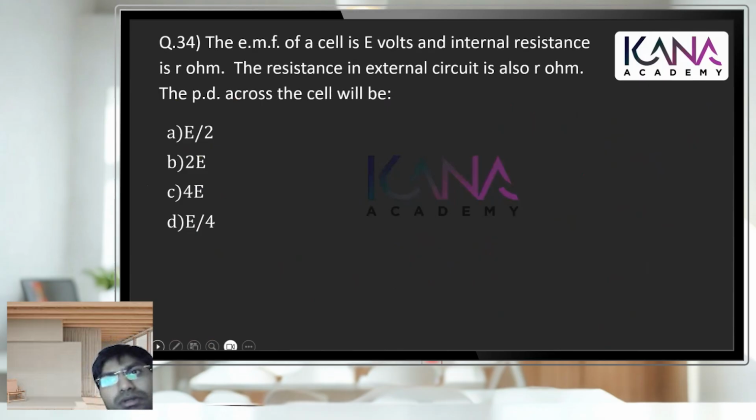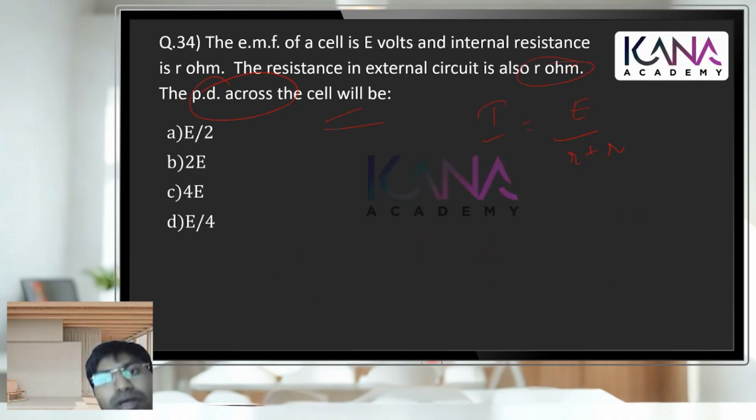Another question. So EMF based question. So find the terminal potential difference across the cell. So we know that for the cell, I is equal to E by R plus r.